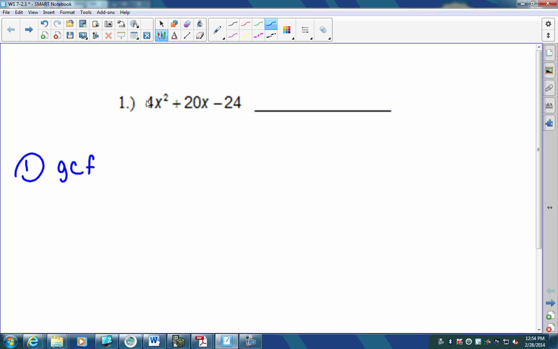So what I need to look at is the smallest coefficient. The smallest one is 4. Does 4 go into 20? Yeah, 20 divided by 4 is 5. Does 4 go into 24? Yes, they go in evenly. So my GCF is 4.